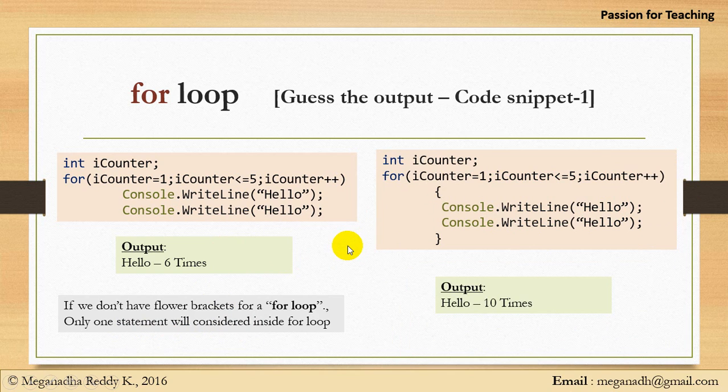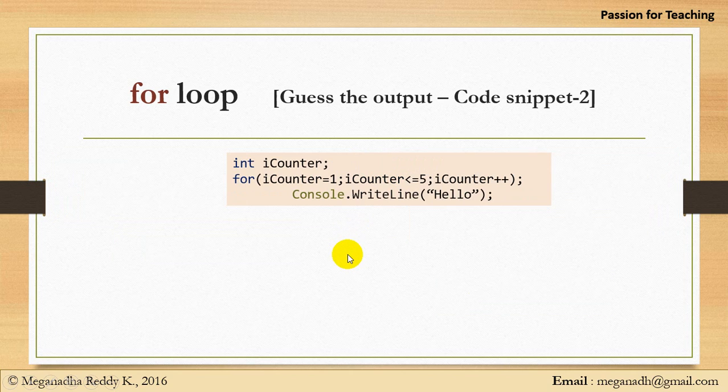Okay, so let's see one more example to understand the for loop. Now we have a for loop here, and one point to observe here is that we have a semicolon here.